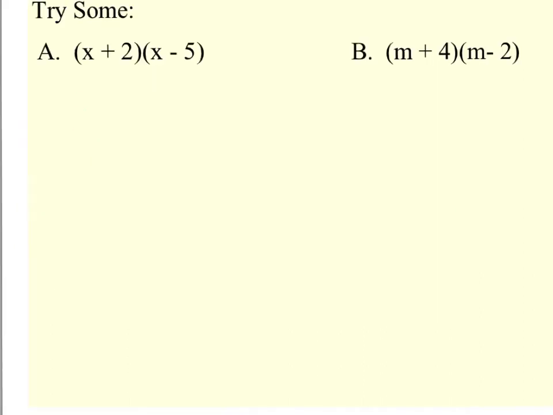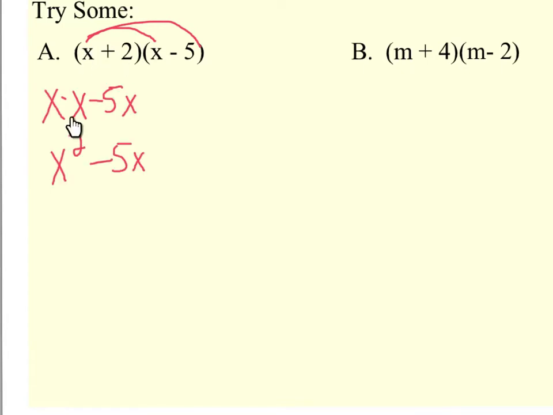All right, we have 2 more examples to look at. So once again, it's repeated distributive property. We're going to do x times x and then x times the negative 5. X multiplied to x is x squared, and x multiplied to minus 5 is minus 5x. We just put the x right next to it. Next, we're going to take the 2 and multiply it to the x and to the negative 5.